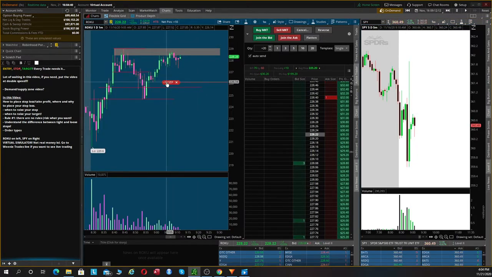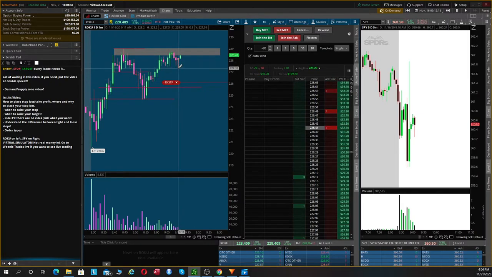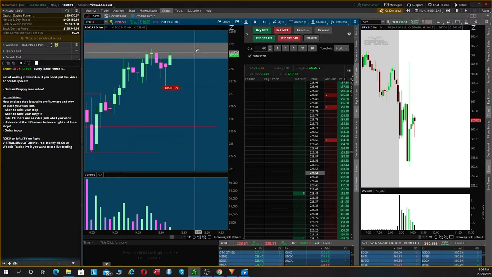So nice, good simulated trading. Look at that nice, good, strong wick. I think that is good enough to raise my stop just underneath that wick. Shield it. That's support now, it's telling me. And let's see if Roku wants to break out.